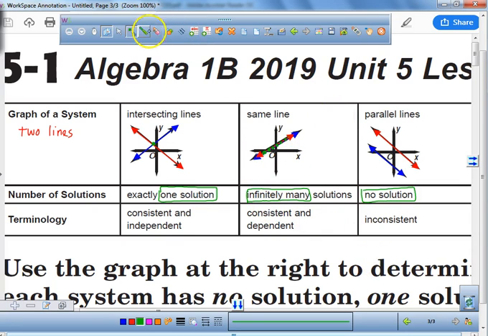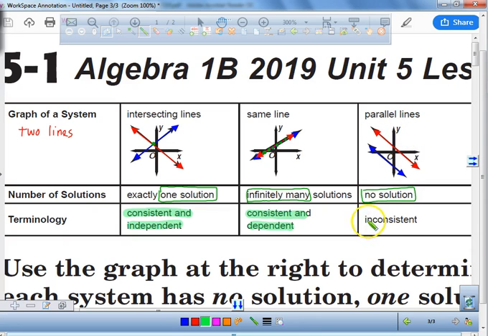Now there's some vocabulary words that you need to know. Intersecting lines are called consistent and independent. Infinitely many solutions are considered to be consistent and dependent, and parallel lines are considered to be inconsistent. So these are vocabulary. This is called terminology. These are vocabulary that you need to know that goes with these different scenarios.